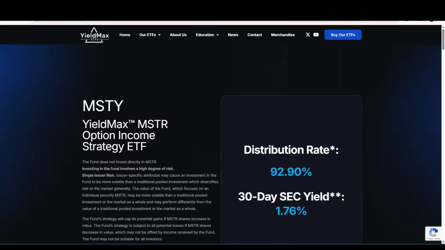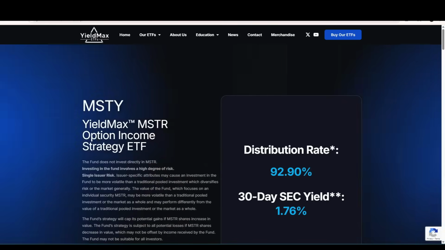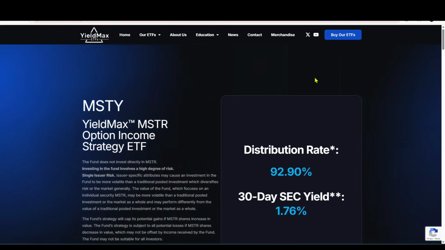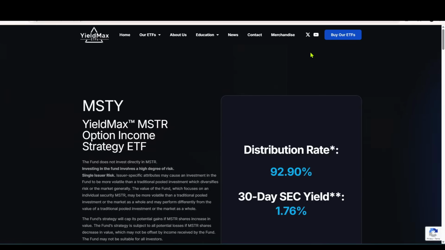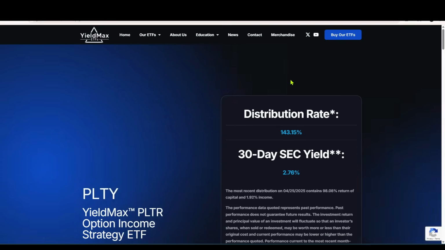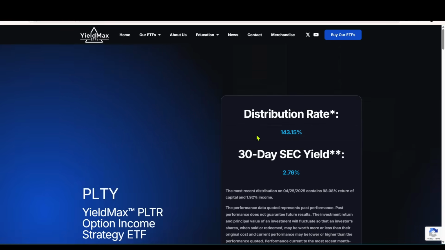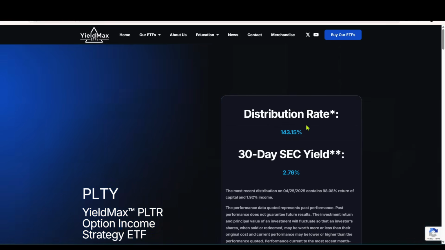Today we're going to take a look at MSTY because Bitcoin ran up nicely today. And as you can see, the MSTY here, the distribution rate being at 92.9. And then afterwards, we're also going to take a look at PLTY. As you can see, the distribution rate for this one is 143%. So let's just slide right over to the Webull chart and let's get going.